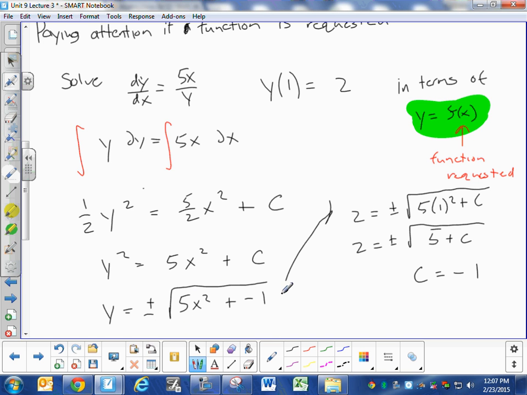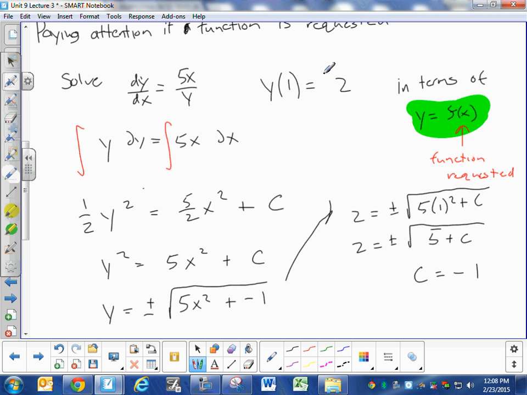But again, still not a function. We still have the plus and the minus. We need to pick the correct piece of it, though. We need to just pick whether we have the plus for this situation or the minus, and that piece will follow this differential equation and satisfy this initial condition.